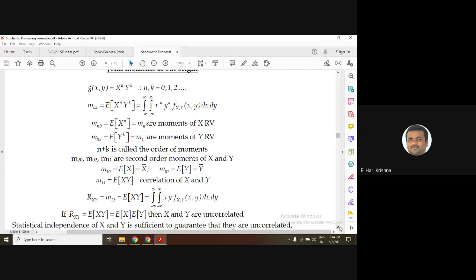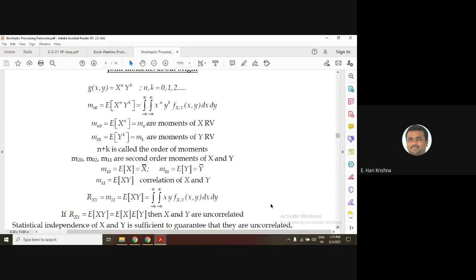So statistical independence of X and Y is sufficient to guarantee that they are uncorrelated. The sentence meaning is that if two random variables are statistically independent, we can say they are uncorrelated. But if they are uncorrelated, it doesn't mean they are statistically independent. The converse of the statement is not always true. Maybe true sometimes, but not always. Interesting point. Try to guess the things here.